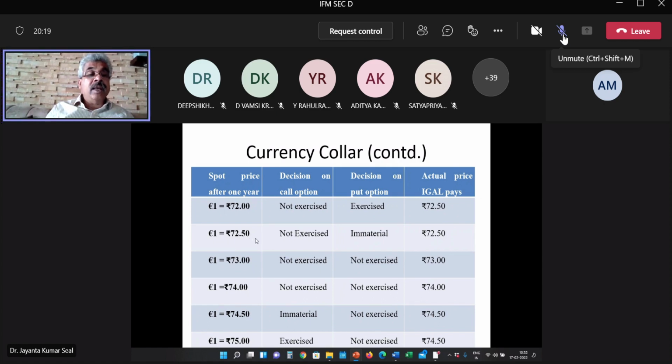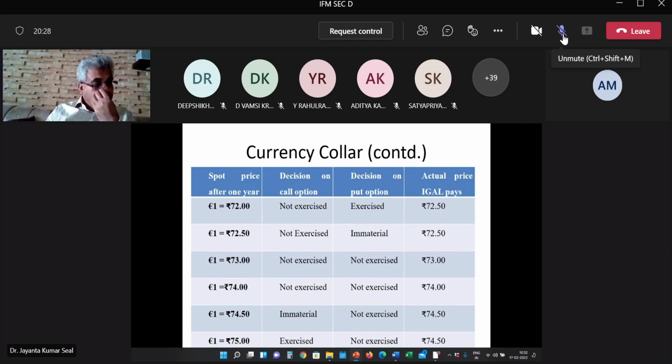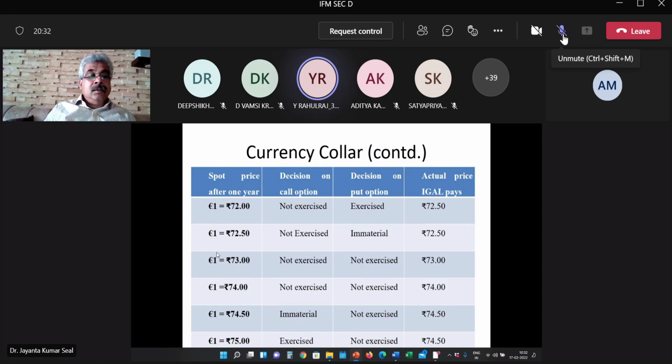Indigo has the right to buy at 72.5. Market price is 72. Will it buy at 72? No, sir. It will not exercise its right, it will buy from the market.